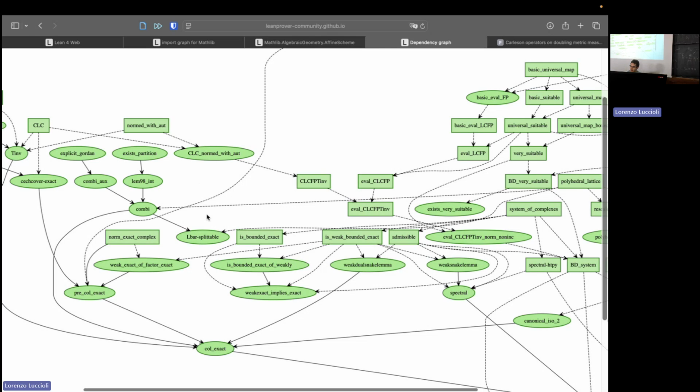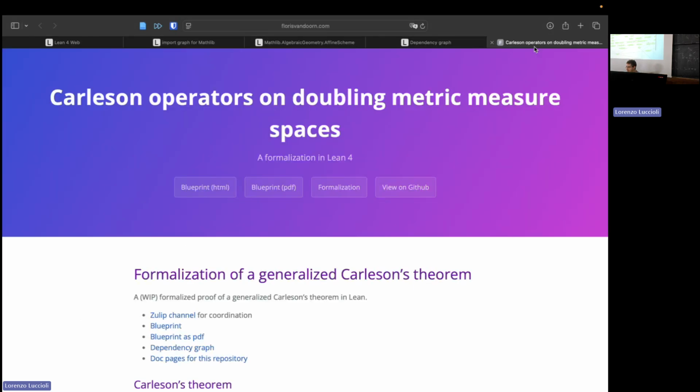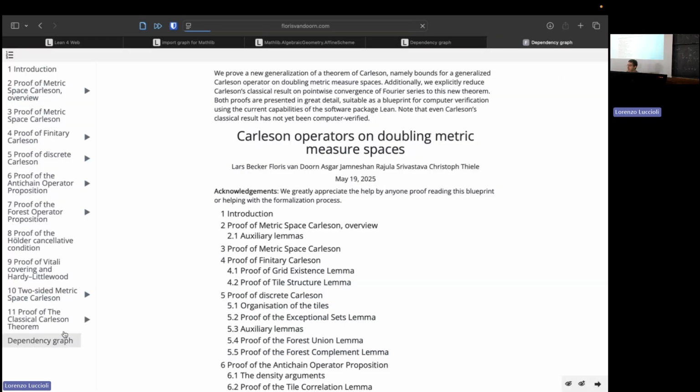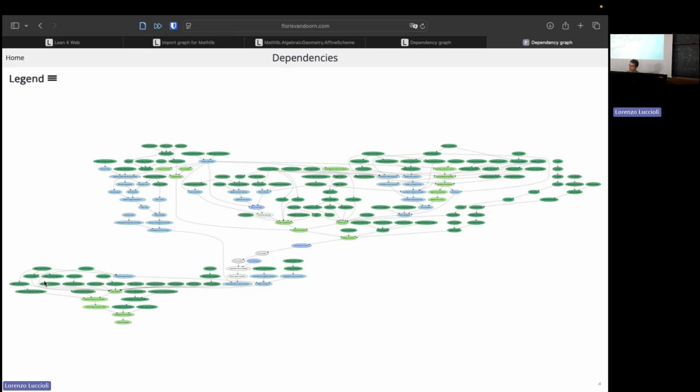But yes, this is not automatically generated from the Lean code. This has to be aligned manually with the Lean code. So this is the flow chart of the theory. Yes, this is how the dependency graph of an uncompleted project looks like.